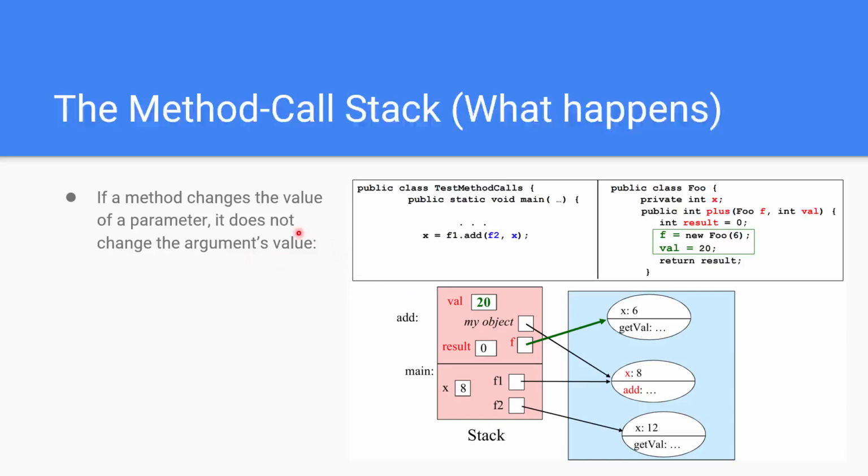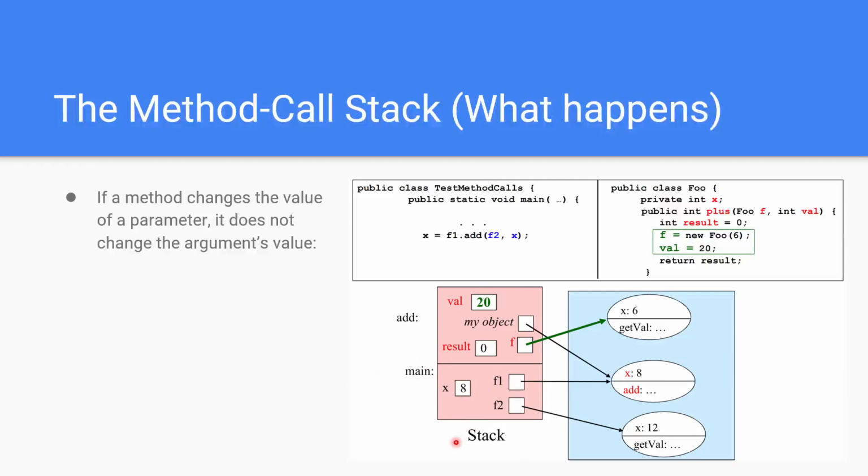And if a method changes the value of a parameter, it does not change the argument's value. We can pass an argument and the method will do some updating, but that argument will always keep the same value. We are going to take a closer look at this in the lab.